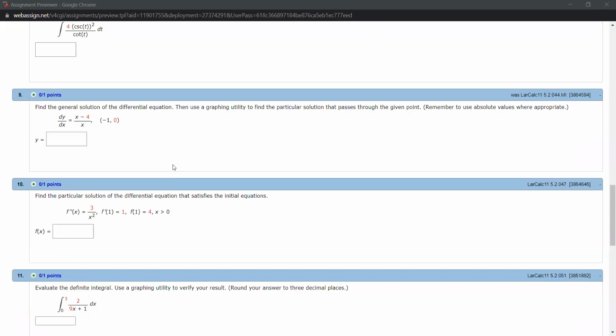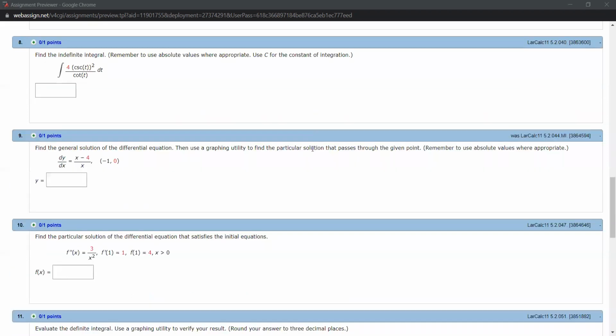Oh, there was a question about 9. The main thing is I just want to make sure we get the directions here. So I want to find the general solution of the differential equation, then use a graphing utility, and you want to find the particular solution that passes through the given point. And then don't forget the absolute values where appropriate. Okay, so the one that I was asked about was dy dx equals x minus 10 over x, and it was going through the point -1, 0.